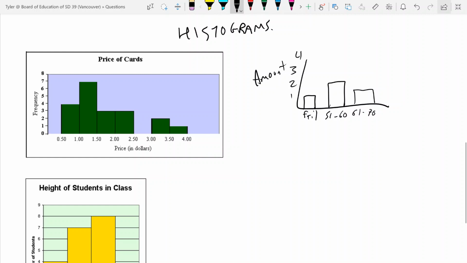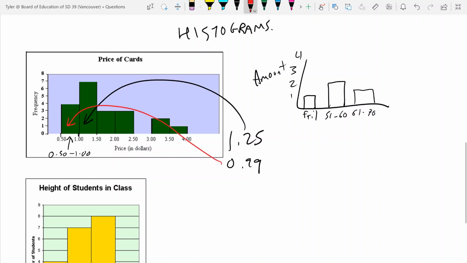So if we read this one on the side, it's labeled a little different. We have the labels on these lines in between. So the idea is that bar in between represents all the numbers in between 50 cents and $1. So it's the numbers in between. Same with here, this one would be between $1 and $1.50. So if someone had like 125, they would be part of this one. If someone had 99 cents, they would be part of this first one. Okay?